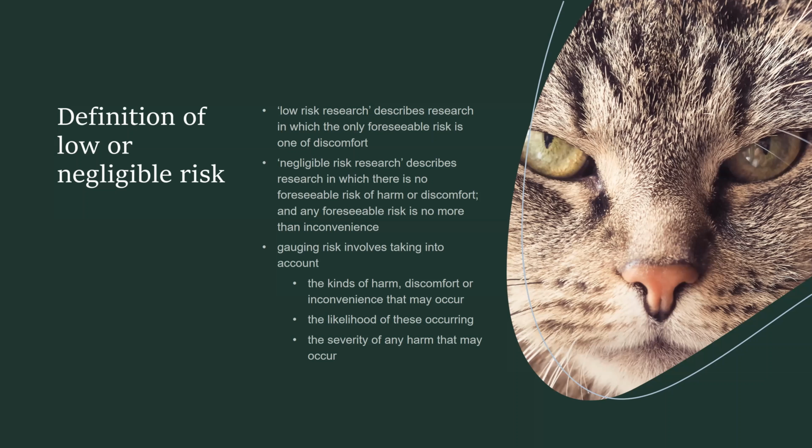As I mentioned earlier, when we're thinking about levels of risk, it's always about taking into account the kinds of harm, discomfort or inconvenience that might occur, the likelihood that these things will happen, and then thinking around the severity of any harm that may occur as a result. Keep in mind that it is possible to have risk and it is possible to have harm. The most important thing that we need to be assured of is that you understand what those harm, discomforts and inconveniences might be, and that you have in place processes for managing them or mitigating them.